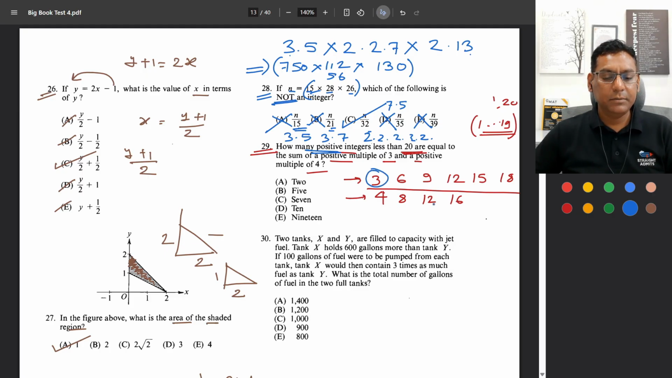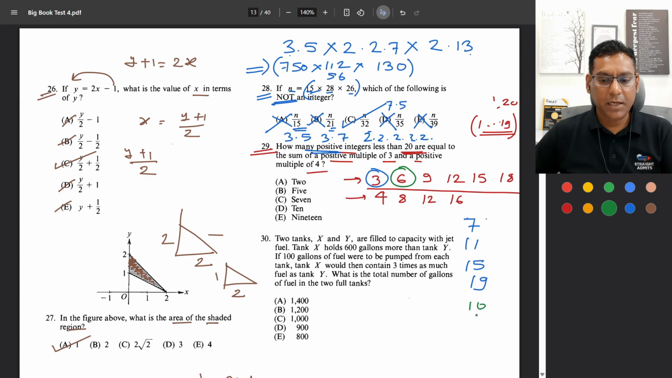I'm going to add 3 to everything. I'm going to do 3 in blue. So 3 plus 4, I get 7. 3 plus 8, I get 11. 3 plus 12, I get 15. 3 plus 16, I get 19. Let me take a different number, 6. So 6 plus 4, I get 10. 6 plus 8, I get 14. 6 plus 12, I get 18. Obviously, there are going to be some numbers that will repeat. 6 plus 16, 22. I'm not interested in that because I am interested only in 19.